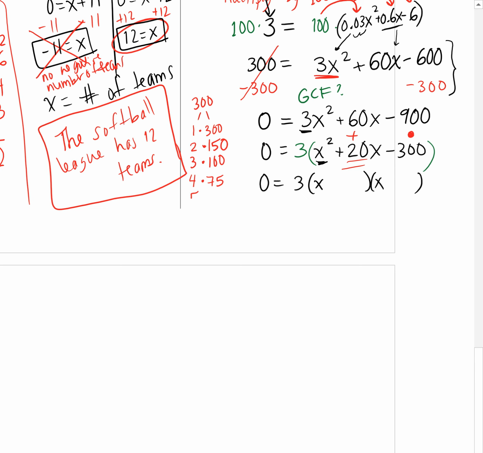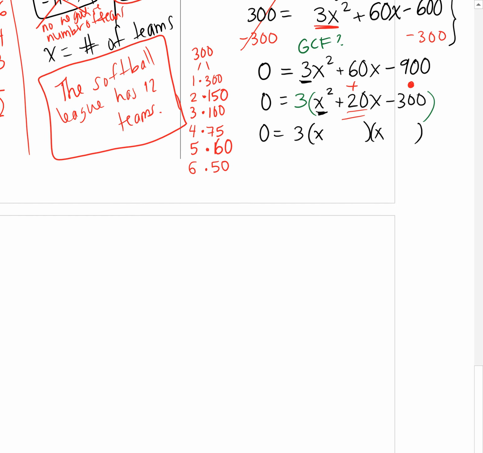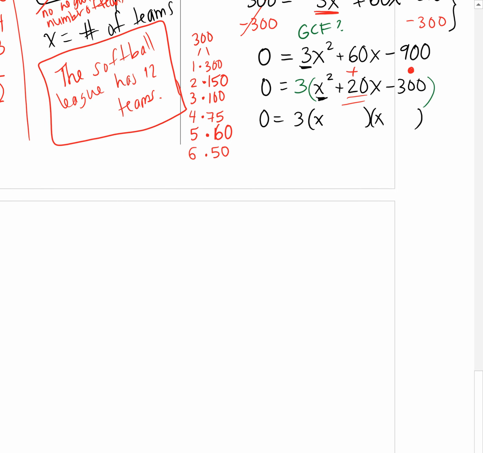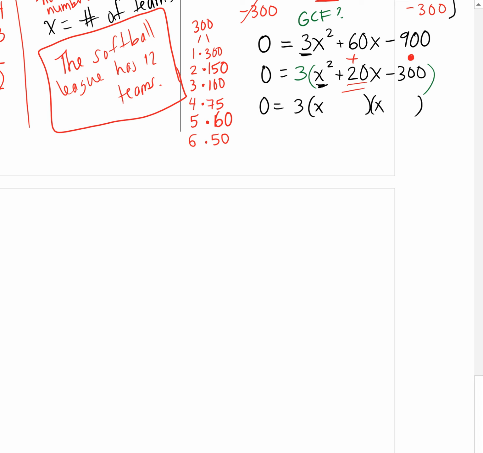5 goes in, let's see, how many times? 60 times. Those are still way too far apart. 6 goes in 50 times, still too far apart. This could be a while. Does 7 go into 300? No. Does 8 go in? No. 9? No. 10 goes in 30 times. Those are the right distance apart.